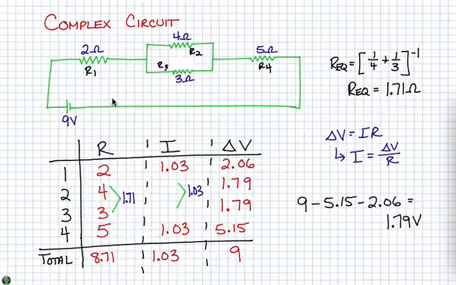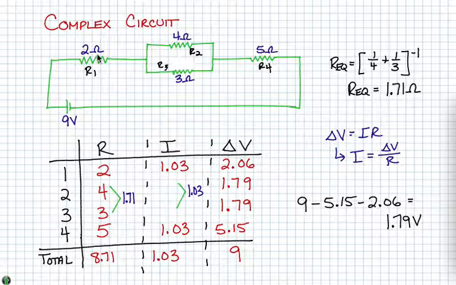So let's double check. I have 9 volts to spend. I spent 2.06 traveling through resistor 1. If I take this route, I spend 1.79 passing through resistor 2, and continue through resistor 4, which costs 5.15 volts. When I get to the end, if I add up resistor 1, resistor 2, and resistor 4, that gives me 9 volts.